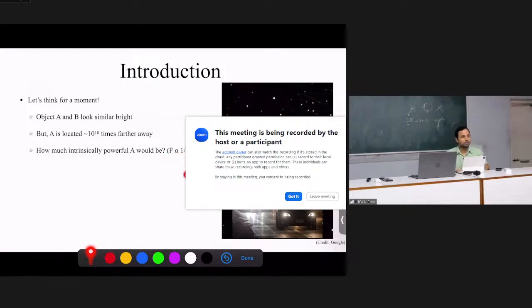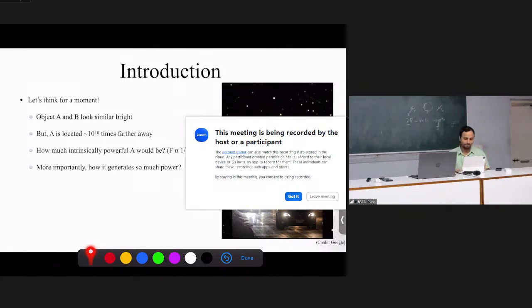This F proportional to 1 by d square is the flux proportional to 1 by d square. This means as the distance increases, your flux decreases. Everybody knows the inverse square law. Fine? So suppose A and B look similarly bright, this means we are receiving similar flux. So if I tell you that A is located 10 to the power 10 times further away, you can calculate what will be the corresponding luminosity.